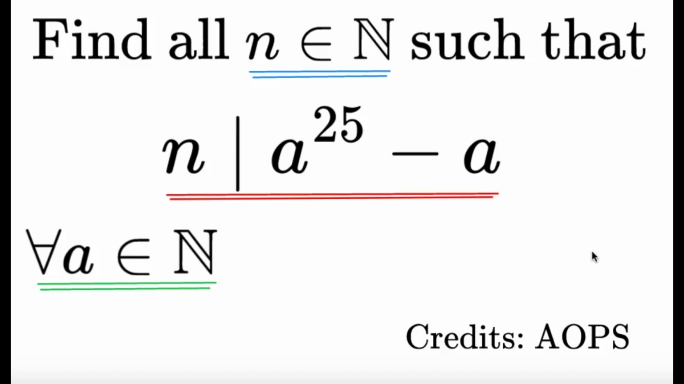Find all natural n such that n divides a raised to 25 minus a for all natural a. Credits to the Art of Problem Solving community for this item. Now, let's try to dissect this question a little bit further.